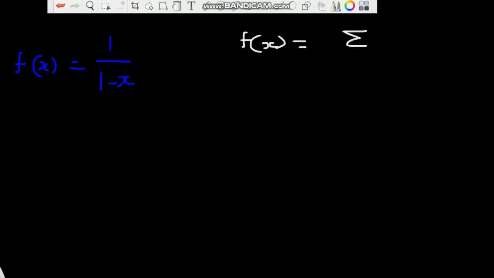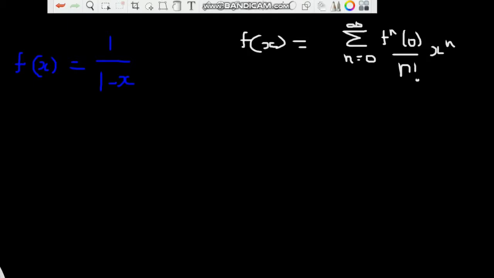the sum of the nth derivative of the function at 0 over n factorial multiplied by x to the power n, for the value starting from n equals 0 to infinity. So this is the general formula for the Maclaurin series.